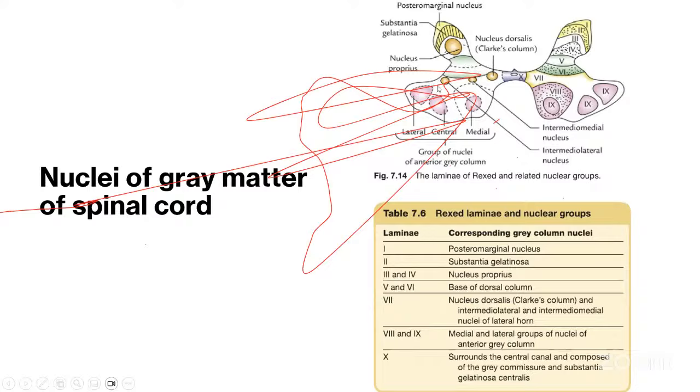Next, 7 forms the nucleus dorsalis, Clarke's column, and the intermediolateral and intermediomedial nuclei of the lateral horn. And 8 and 9 are the medial and lateral groups of the nuclei of the anterior gray column. And 10 surrounds the central canal, and is composed of the gray commissure and substantia gelatinosa centralis.